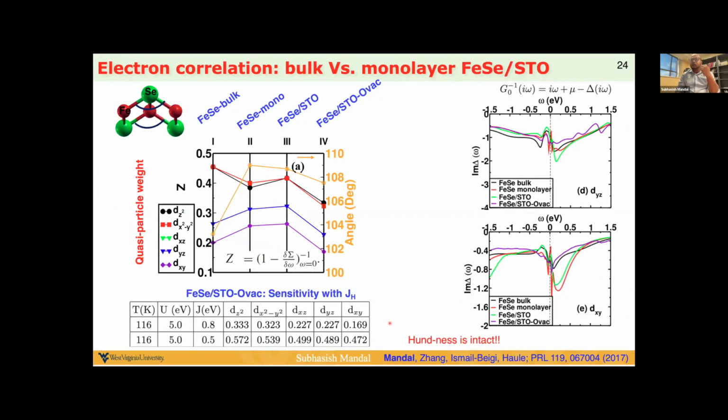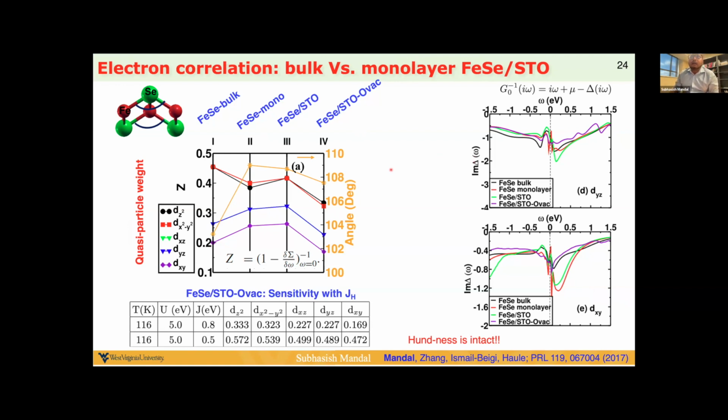Now, going back to the correlated electronic structure. Here is the quasi-particle weight for the FeSe bulk phase, then this freestanding monolayer, which still doesn't exist in the lab but we can do it in our computer, then FeSe on STO, and then the oxygen vacancy, because that is important for the charge transfer. Now we can see that the correlation strength actually follows this angle, which I'm plotting on the right.